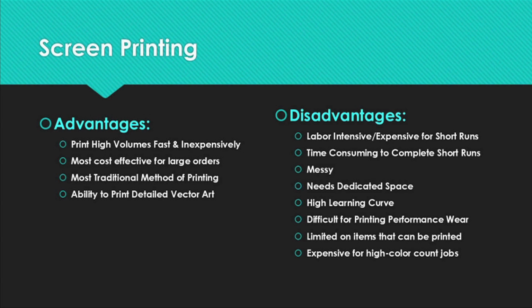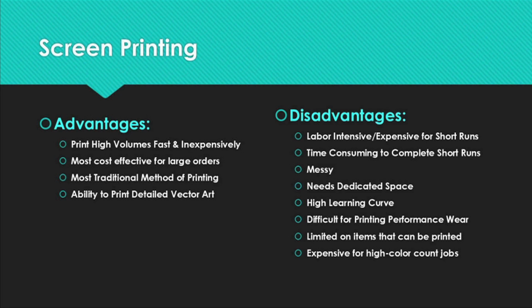There's also a pretty high learning curve for some of these print technologies, and screen printing is one of them. It also can be difficult to get trained staff. So if you're looking to print by yourself, you may want to look at other print technologies to get started out. Some other things about screen printing that may lead you to look at other print technologies that we'll discuss here today is that it's difficult for printing performance wear. Even if you do screen printing cotton t-shirts all the time, we can look at other technologies for performance wear. You're a little bit limited on the items that can be printed. And it's also, as I mentioned, expensive for high color count jobs.